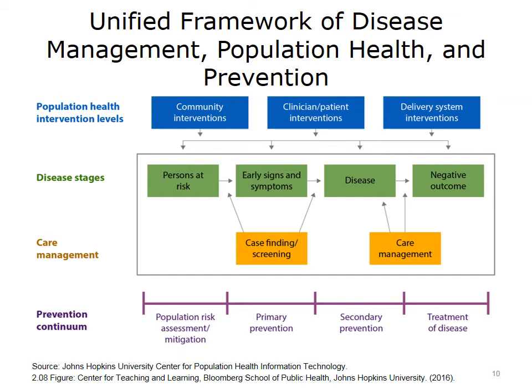So, for example, let's say a person has diabetes or hypertension. They'll have early signs and symptoms. Their blood pressure is slightly elevated, or their blood sugar is slightly elevated, and then they're diagnosed as having a disease. Clearly, the classic prevention suggests that you want to try to avoid that.